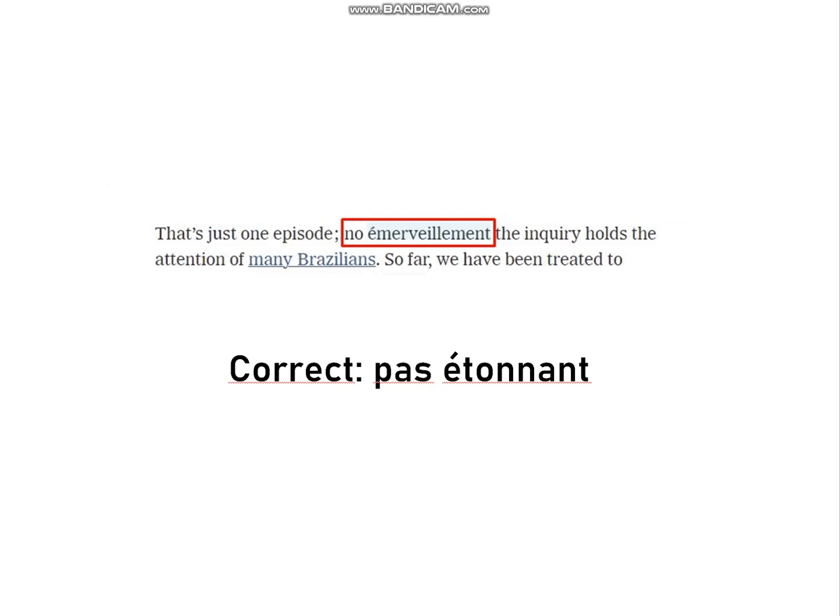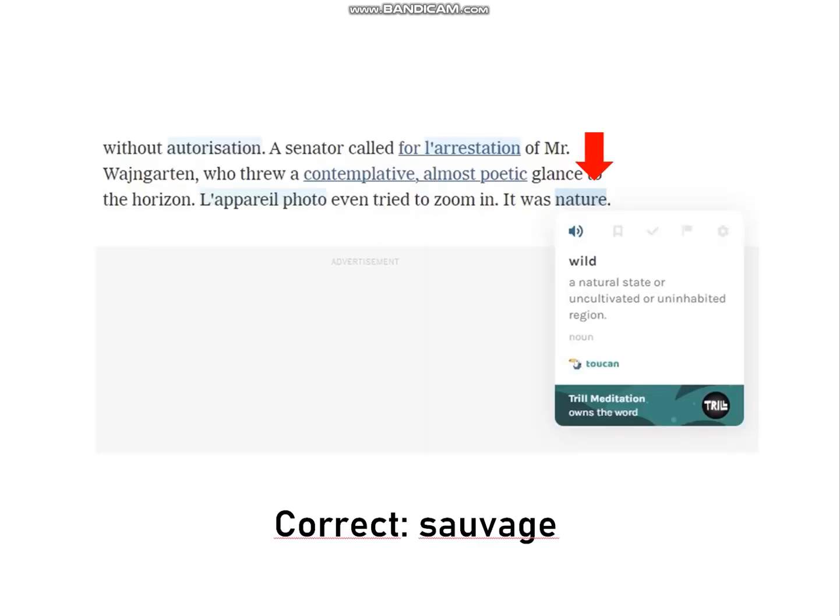Here, the person is saying, oh, this happened, so no wonder this other thing happened. So the person is not surprised that something happened. And you have to translate it as one unit. No wonder is translated as pas étonnant in French. But here Toucan took just the word wonder, which can be translated as émerveillement, but it doesn't work like that. You have to translate the whole unit of meaning, not just half of it.